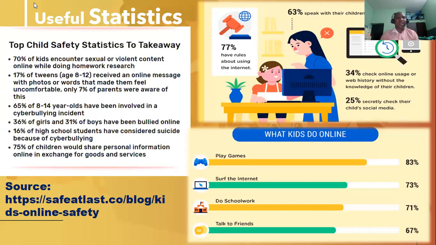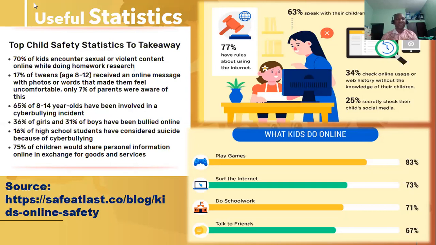70% of kids encounter sexual and violent content online while doing their own work research. That is why I recommend that as parents, Google.com as a search engine, Yahoo.com as a search engine, and a lot of adult search engines are not that safe. So research shows that 70% of kids encounter sensual content and violent content online while they are doing their homework research. They are not actually going there to say, oh, I want to go and browse adult content or sensual content or violent content.